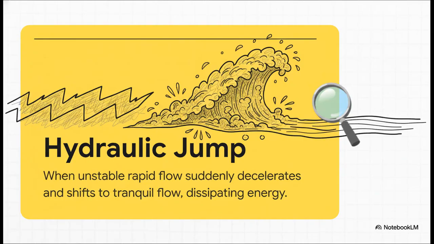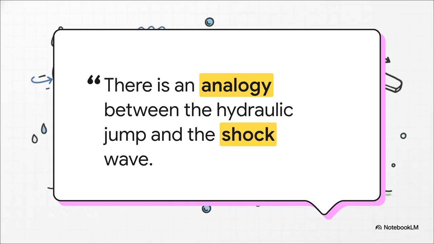Now, this is where things get really exciting. When that fast-moving, rapid flow has to slow down, it doesn't do it gracefully, it does it with a bang. It's called a hydraulic jump, a sudden, violent transition to tranquil flow that releases a massive amount of energy all at once. To really get your head around a hydraulic jump, this analogy is perfect. Think of it like a shockwave from a supersonic jet. In both cases, you have this sudden, dramatic shift from a high-energy state to a lower-energy one, and they both release a ton of energy in the process. It's a powerful reminder that these principles of fluid dynamics are universal.